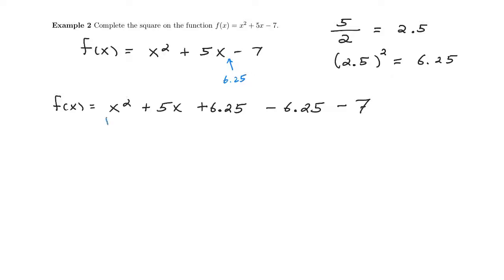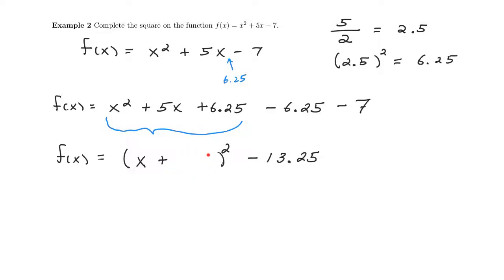These three terms are now a perfect square, so let's set up what that should look like. f of x is equal to, okay, it's going to be x plus something squared this time, and at the very end I can combine these two numbers: negative 6.25 and negative 7, that's negative 13.25. So all I have to do is figure out what is the number that goes in place of the parentheses here. It's the number that when you square it, it gives you 6.25, and when you double it, it gives you 5. That is this other number, which is 2.5.